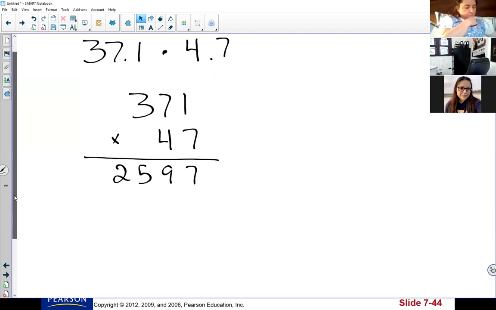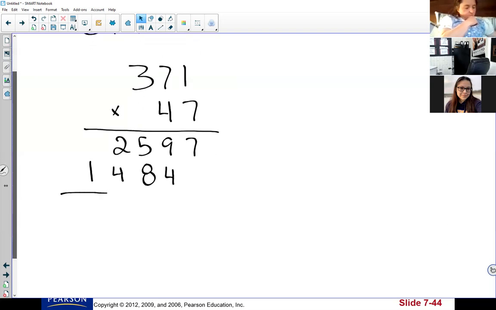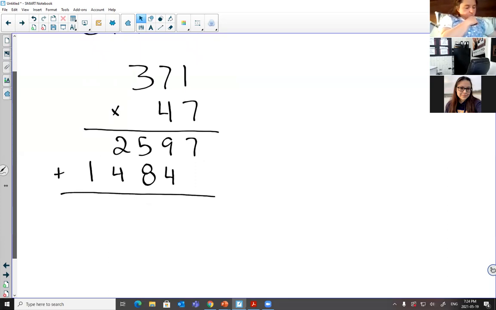Then we deal with the 4, and because we're in this column here, we start here. So 4 times 1 is 4, 4 times 7 is 28, carry the 2, 3 times 4 is 12, and the 2 is 14. Okay? Then you add them. This is the long way for doing multiplication, right? So 7, 3, 14, 7, 1, right?